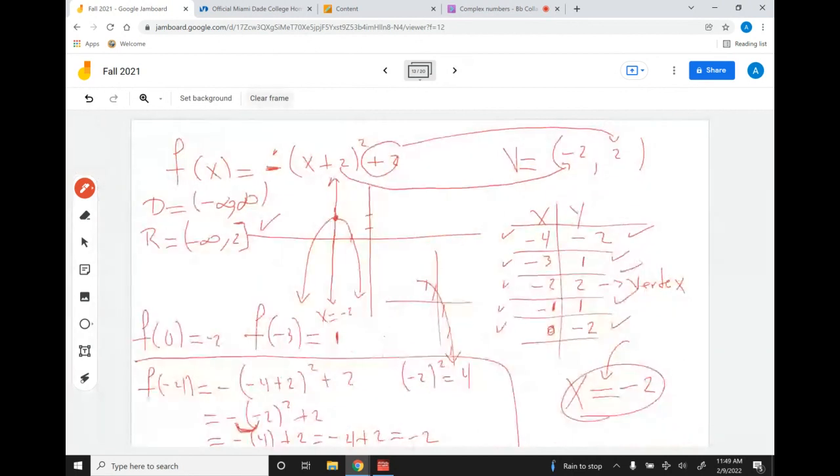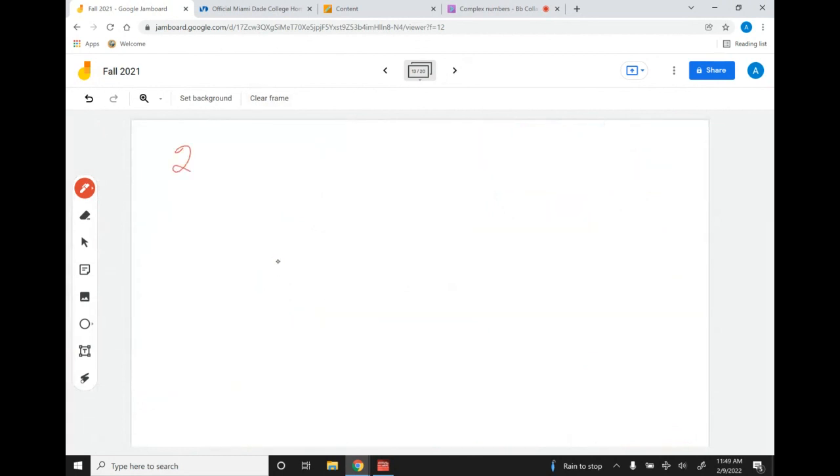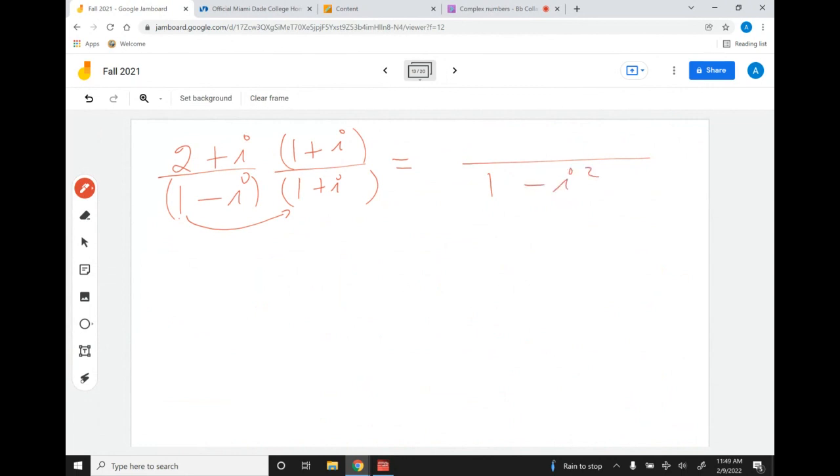Let's do another one. Let's do 2 plus i over 1 minus i. So what are we going to do? Multiply top and bottom by the conjugate of the denominator, which is 1 plus i. Now this time I'm not going to multiply the middle terms of the denominator. I'm just going to multiply 1 times 1. Negative i times i is negative i squared. Where are the middle terms? They're going to cancel anyways. So why are they going to cancel? Because they're conjugates. That's why.